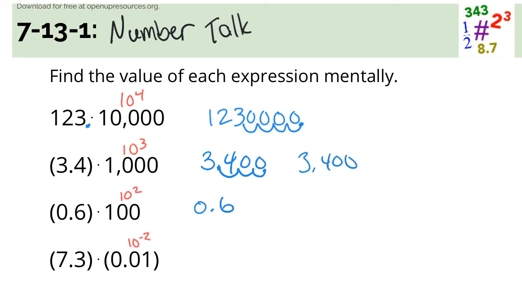In the next one, if I start with my decimal at 0.6, I'm going to multiply by 100 or move it twice to the right, and I end up with 60. And in the last one, if I start with my decimal in 7.3, I would move it 2 places to the left since it's a negative exponent, making it smaller, and I would end up with 0.072.